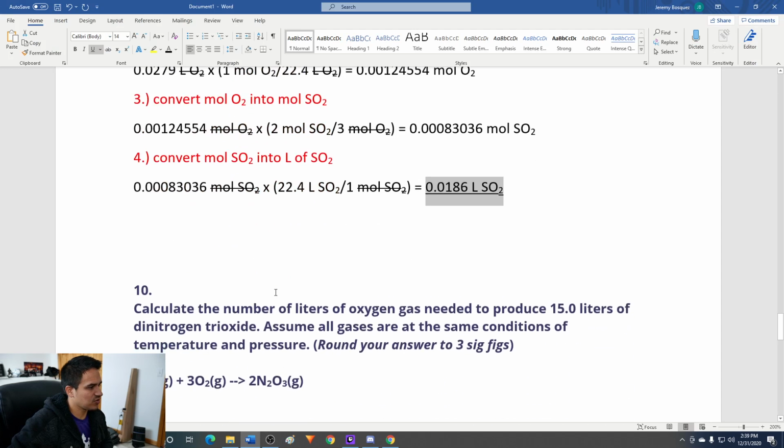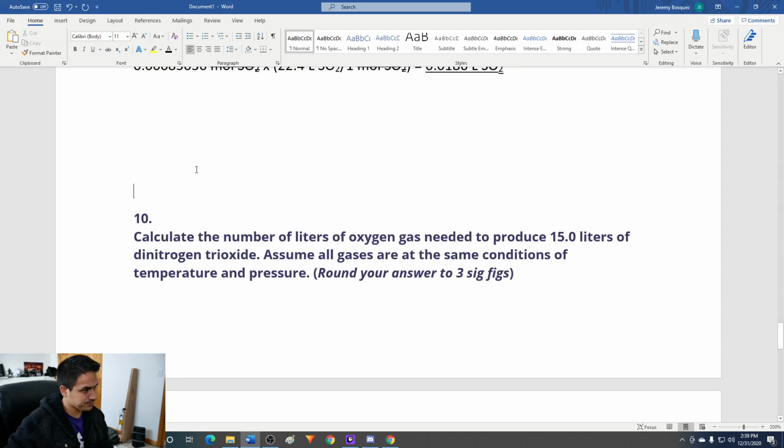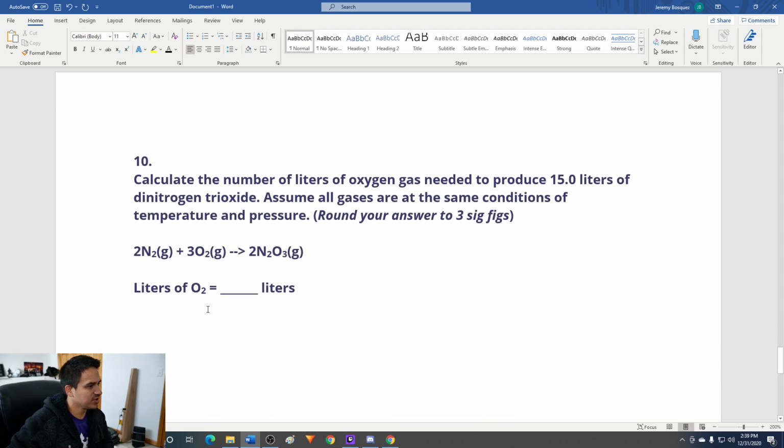All right, so let's go to our document here. Here's our last problem. Calculate the number of liters of oxygen gas needed to produce 15 liters of dinitrogen trioxide. The measurement they're giving us to begin with is 15.0 liters of dinitrogen trioxide, so that's the N2O3. And we are going to end in liters of O2. So we're going from liters of N2O3 to liters of O2.